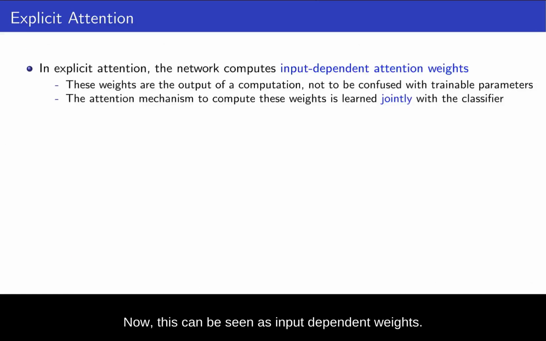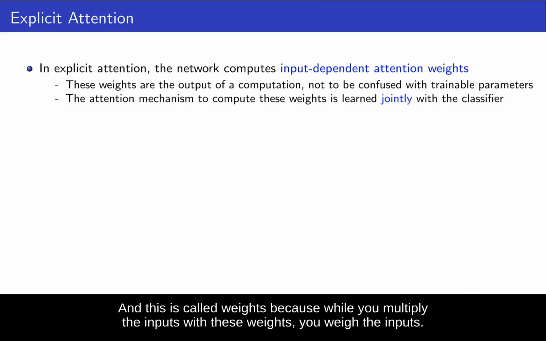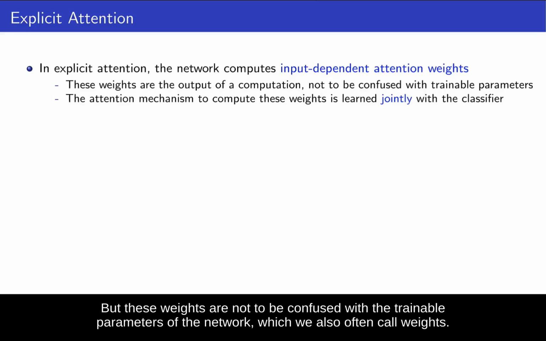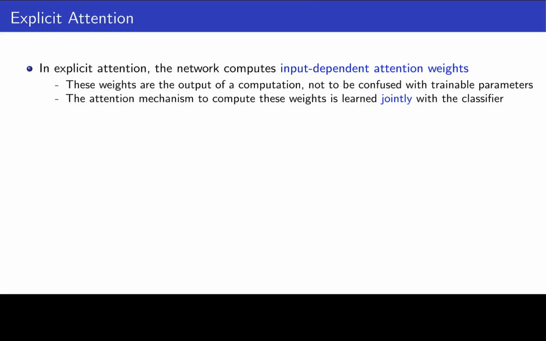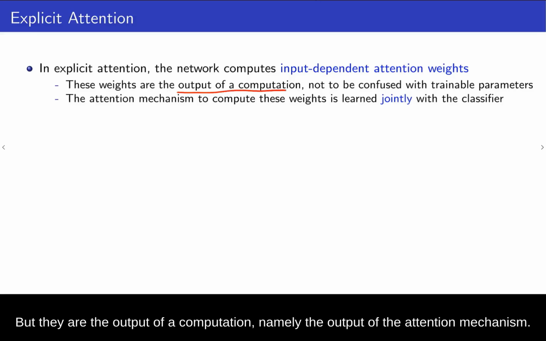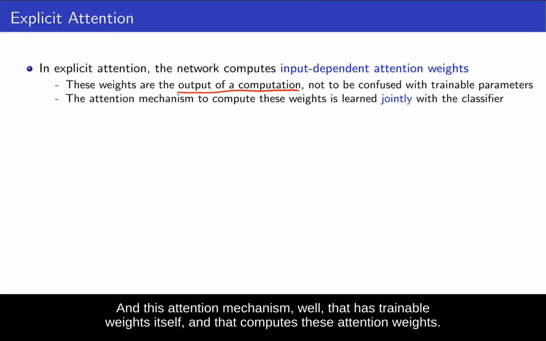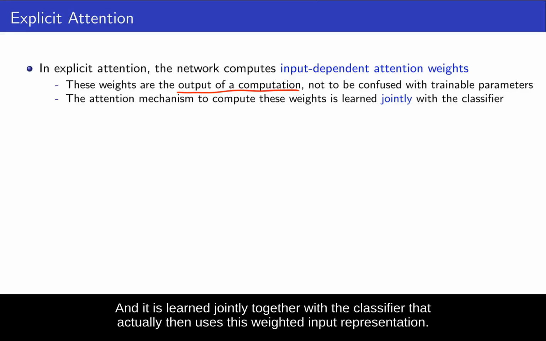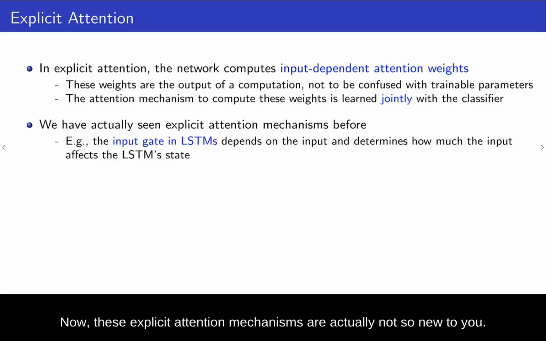Now, this can be seen as input-dependent weights. This is called weights because you multiply the inputs with these weights, you weigh the inputs, but these weights are not to be confused with the trainable parameters of the network, which we also often call weights. They are the output of a computation, namely the output of the attention mechanism. And this attention mechanism has trainable weights itself, and computes these attention weights, and it is learned jointly together with a classifier that then uses this weighted input representation.